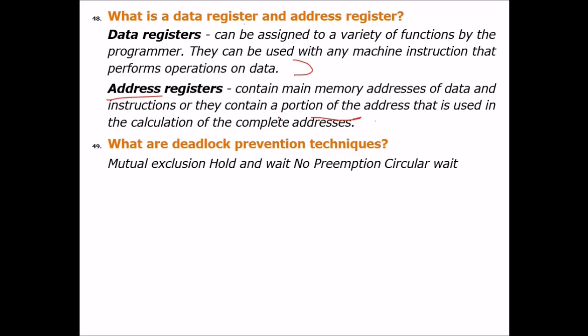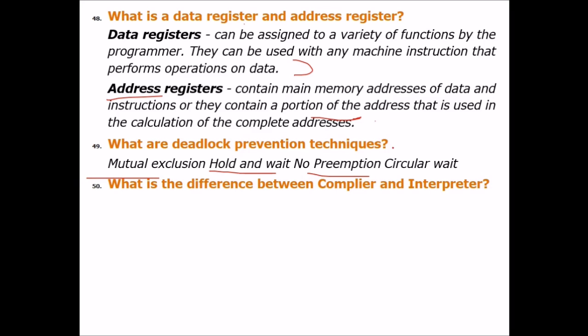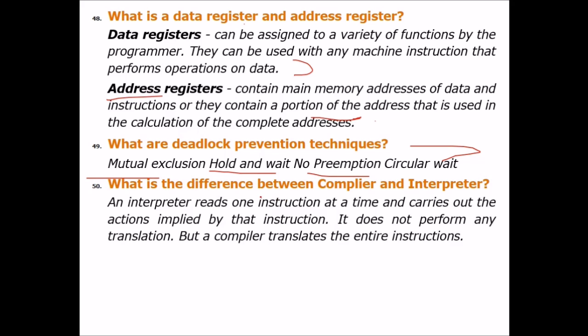What are deadlock prevention techniques? There are four properties that should hold if a deadlock has to happen: mutual exclusion, hold and wait, no preemption, and circular wait. If you stop any of these, deadlock will not occur. What is the difference between compiler and interpreter? An interpreter reads only one instruction at a time and carries out the action implied by that instruction. It does not perform any translation, but a compiler does translate the entire instructions.